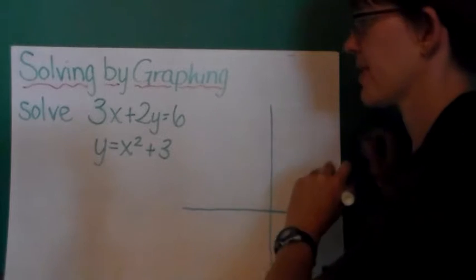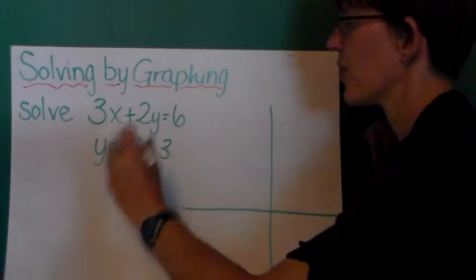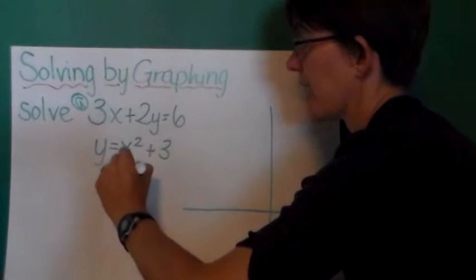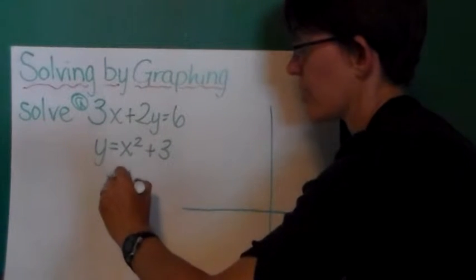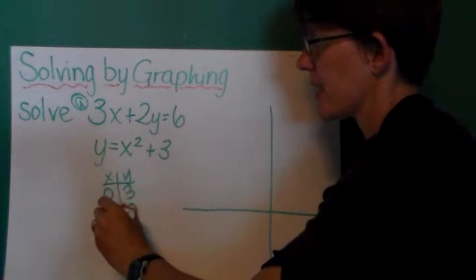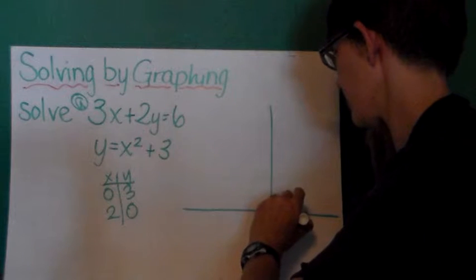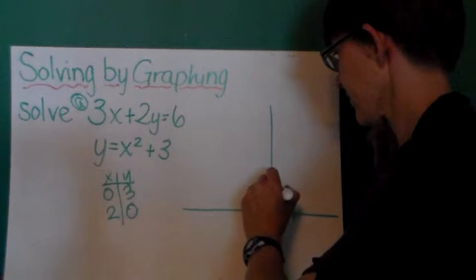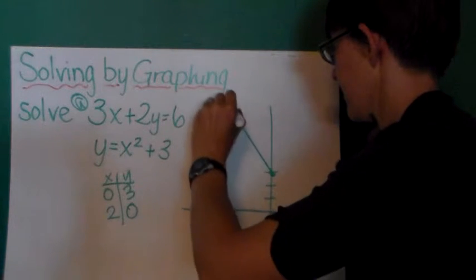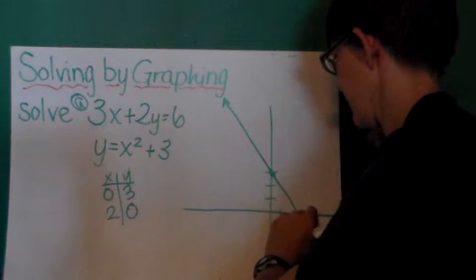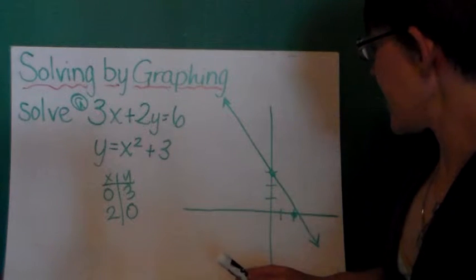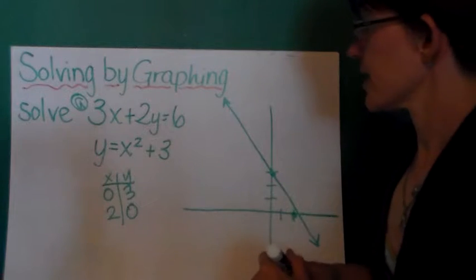First, I'll graph this. 3x and 2y, let's see if I put in 0 for x, then y equals 3. If I put in 0 for y, then x equals 2. Okay, so I'll graph both of those. Okay, and I can see that that's my line.